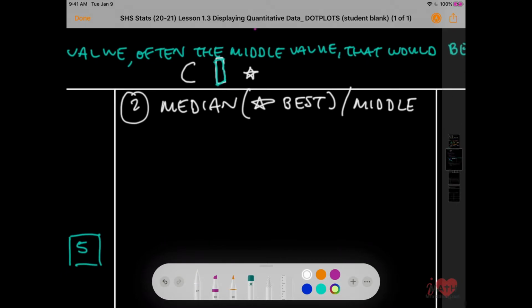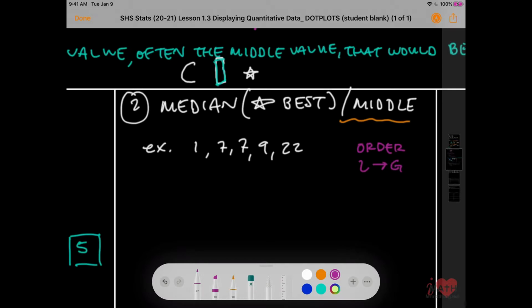So how do you find the median? Well, it's just the middle. So let's do another example. Let's say you have the numbers 1, 7, 7, 9, and 22. I also want to emphasize, did you notice that they're in order from least to greatest? They call that ascending, because the numbers are getting bigger. Okay, so I'm going to number these: 1, 2, 3, 4, 5 numbers. And you want to find the middle. There are 2 to the left and 2 to the right. That means 7 is in the middle. 7 is the median.